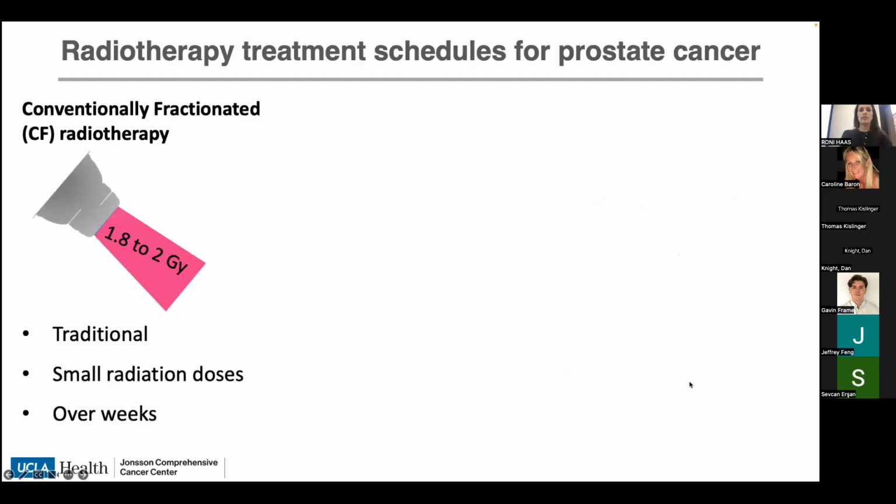And in terms of the different protocols for radiotherapy that are available for patients, there have been several protocols. One of them is the conventionally fractionated radiotherapy, CF. CF radiotherapy is a traditional method, and it is characterized by small radiation doses delivered daily over several weeks. And there is an advantage for using small radiation doses if we want to keep the normal cells as safe as possible, because small radiation doses are less toxic compared to high radiation doses.